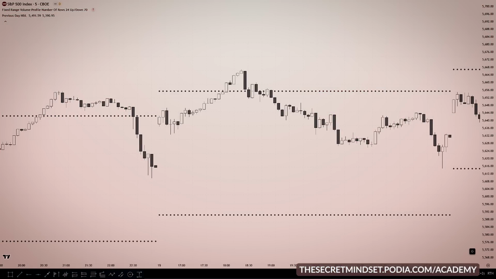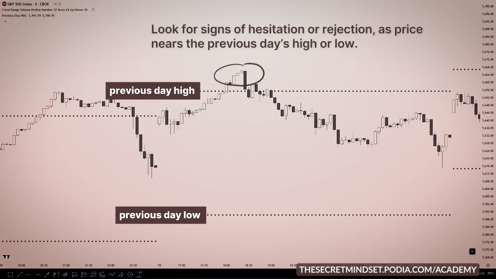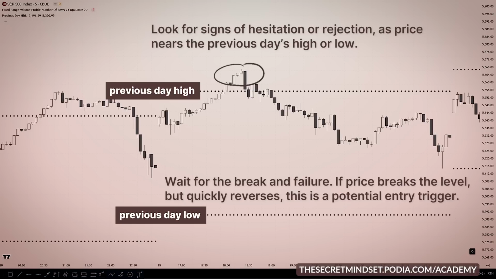This is how to trade this setup. First, identify the previous day's high and low. These are your key reference points. Then watch price action as it approaches these levels. Look for signs of hesitation or rejection as price nears the previous day's high or low. Wait for the break and failure. If price breaks the level but quickly reverses, this is your potential entry trigger.